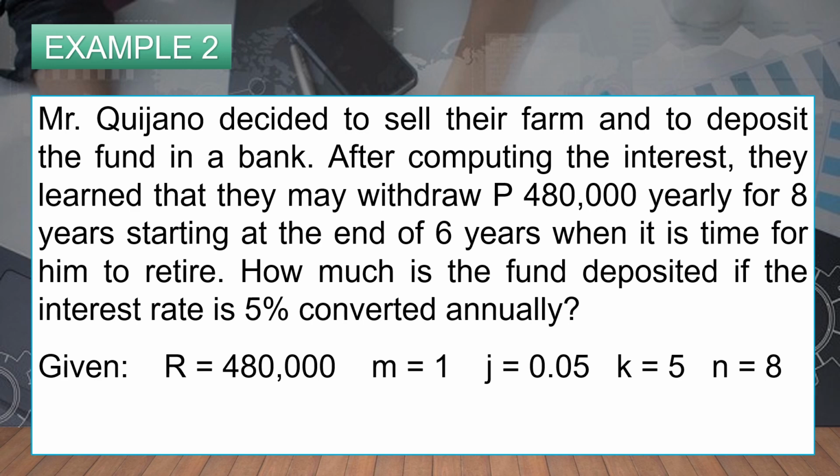Now K, since the withdrawal will start at the end of 6 years, therefore the first 5 years is the artificial payment, which is the value of K. So K is equal to 5. Since the period M is equal to 1, so 5 times 1, we have 5. Now N is equal to 8. That is, the term is 8 years and compounded annually, so 8 times 1, that is 8. Now what is asked in the problem is the present value.